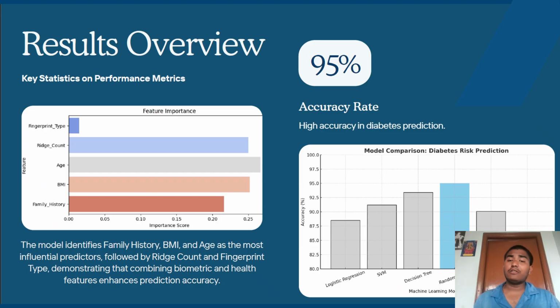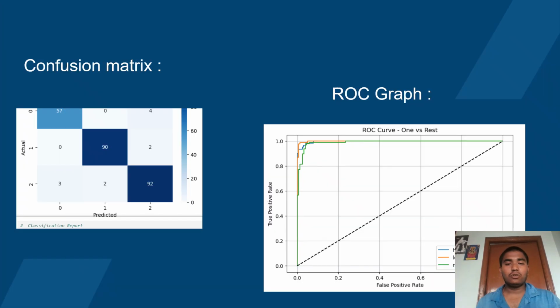Now we discuss the results of our project. The results are shown in a performance matrix. We are using parameters like fingerprint ridge count, age, BMI, and family history, and here we have shown the weightage they are given in the high-accuracy risk prediction model. With logistic regression this is the accuracy. With SVM and decision tree, and with random forest, 95% accuracy is there, and with the normal process it is nearly 90. So random forest is the best method for this project.